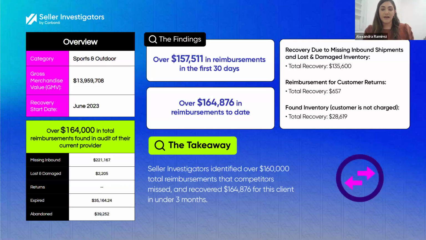Here's a quick finding that we have on a sports and outdoor company. Basically, this seller was selling close to $14 million. They started almost around a year ago. And we were able to find, just in the first 30 days, as mentioned, first month usually is the biggest bulk because of the look back period. We were able to find $157,000 in reimbursements that were left on a table.